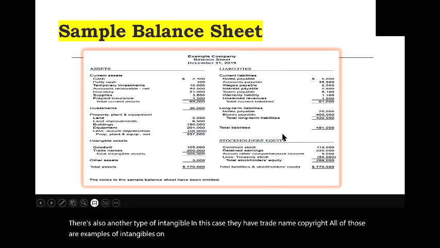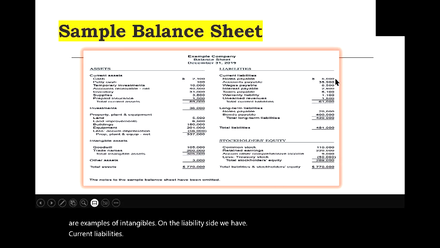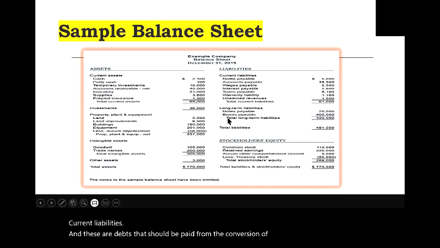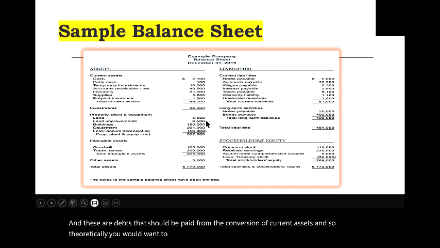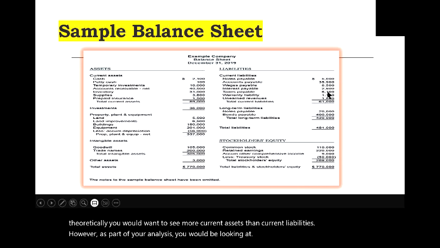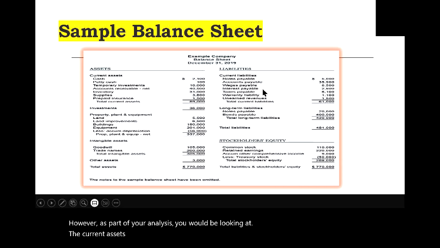On the liability side, we have current liabilities, and these are debts that should be paid from the conversion of current assets. And so theoretically, you would want to see more current assets than current liabilities. However, as part of your analysis, you would be looking at the current assets in relationship to the current liabilities.